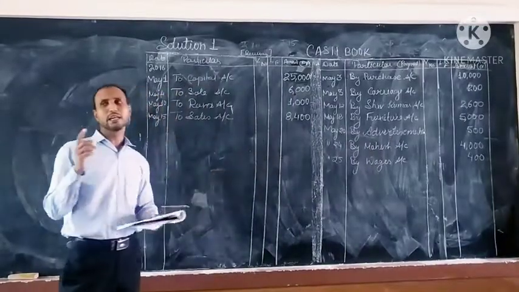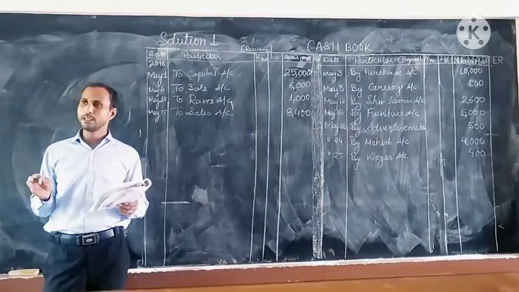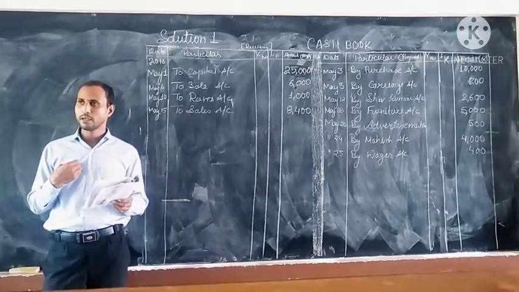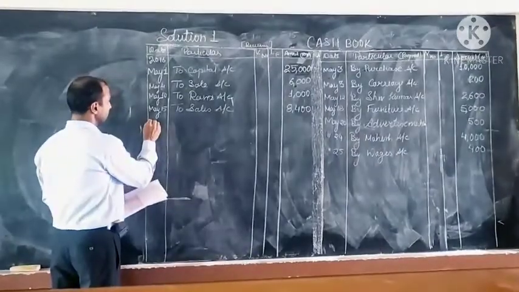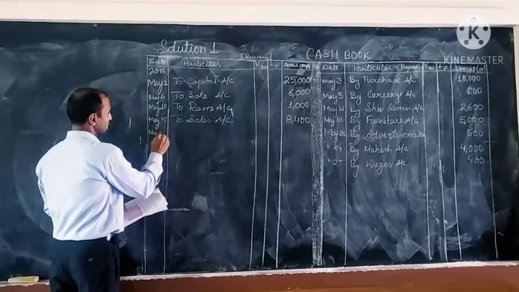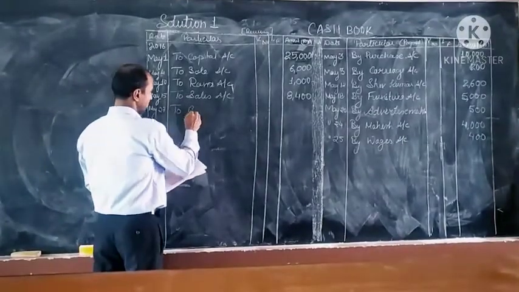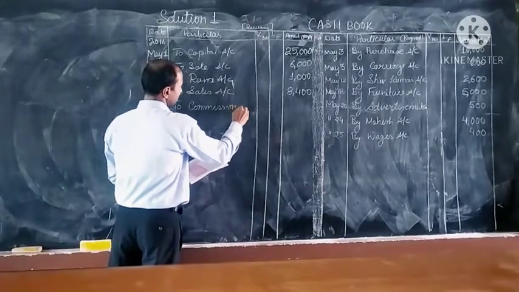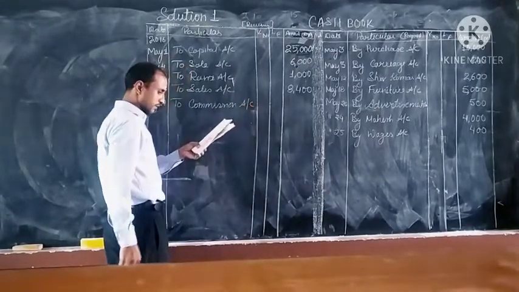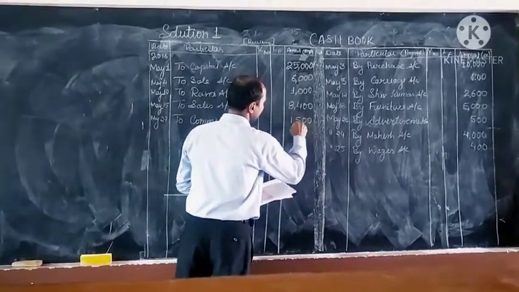Commission can be received or commission can be paid. Both entries may be there. So received commission means we are getting money. Yes, so it should come in the receiving column. So it will be of 27, May 27, and it is to commission account. How much commission have we received? 1,500 we have received.